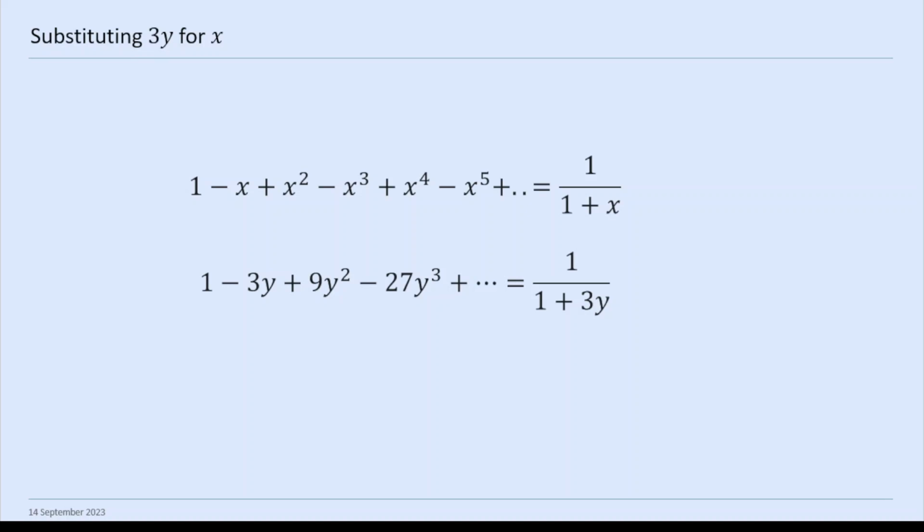So we're going to substitute 3y here for x. In this case, the magnitude of y has to be less than a third to make the magnitude of 3y less than 1. So 1 over 1 plus 3y is 1 minus 3y plus 9y squared minus 27y cubed, etc., etc.